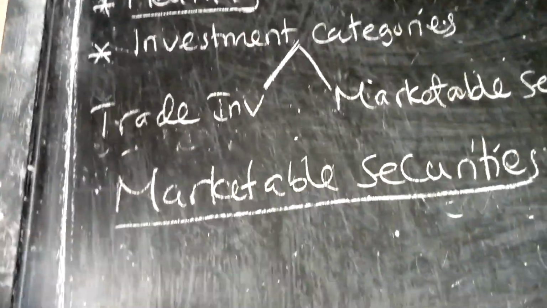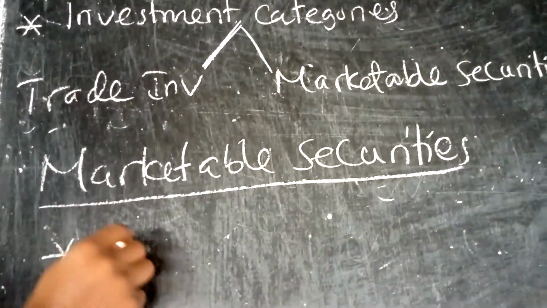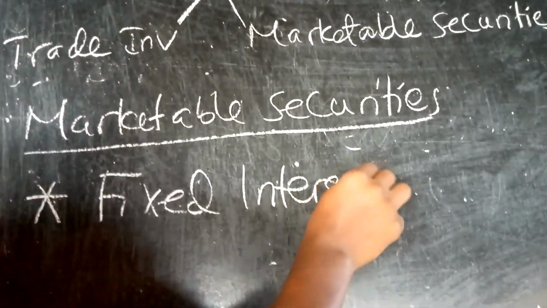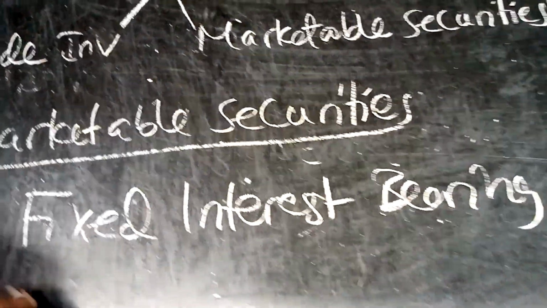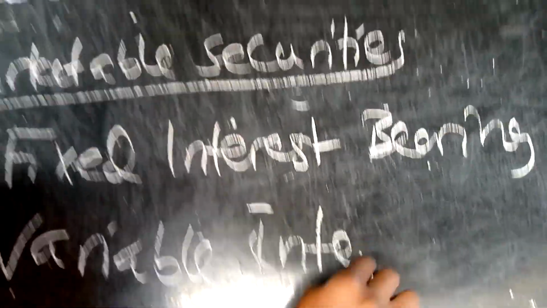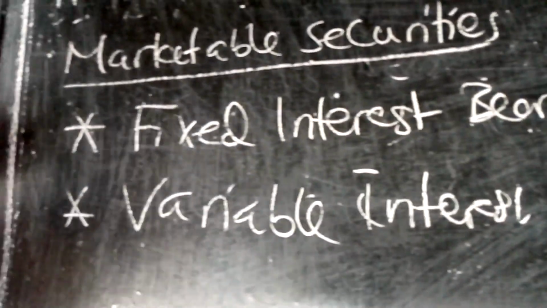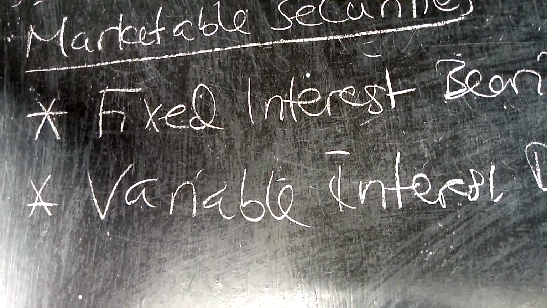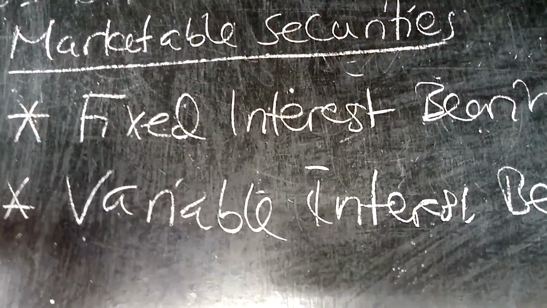Now, under marketable security, we have two kinds of treatment. We have those treated as fixed interest bearing investment, and those we call variable interest bearing security. So when you start with the fixed interest bearing, it means that each kind of security will have a certain fixed rate for the interest or dividend to be received in future.